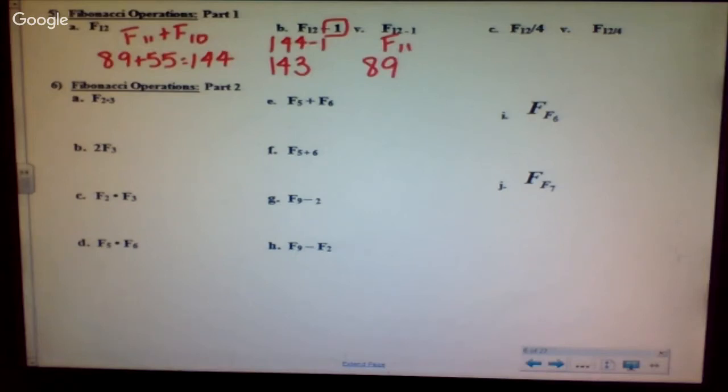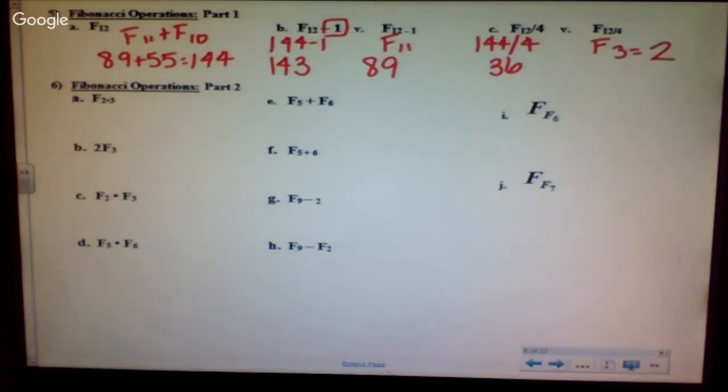Same thing with C. F sub 12 divided by 4 is on the left. So you need to find the value for F sub 12, which is 144. Divide that by 4. It's 36. The other one, however, the 4 is down in the sub with the 12. 12 would be F sub 3. So technically I'm finding F sub 3, which is 2. Okay, so this is clicking.